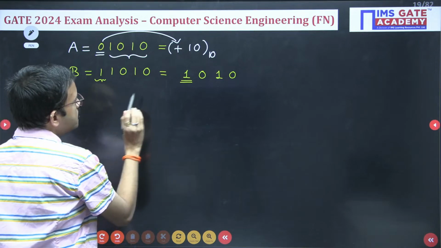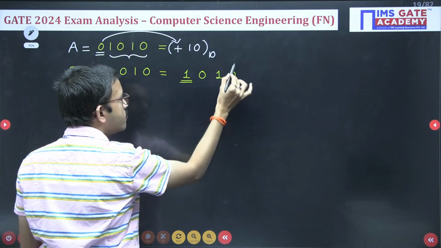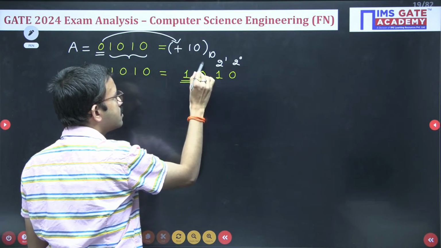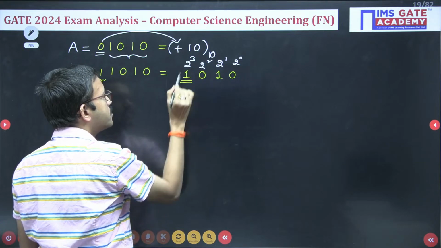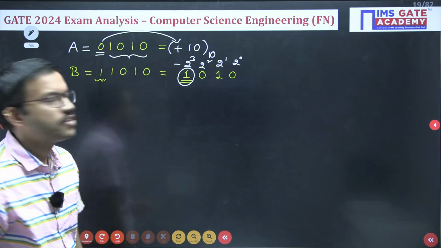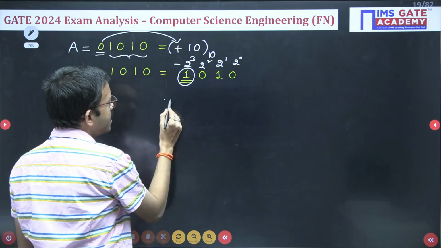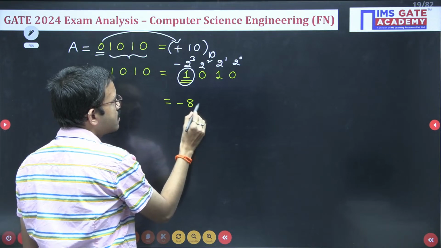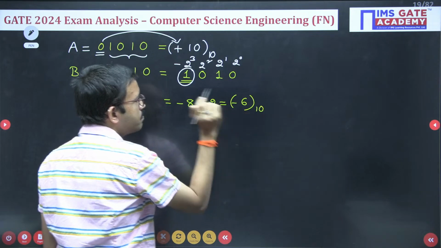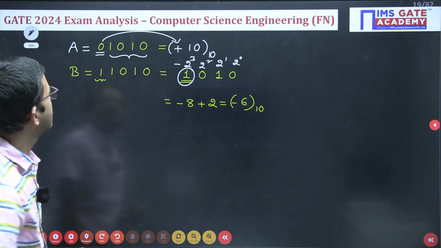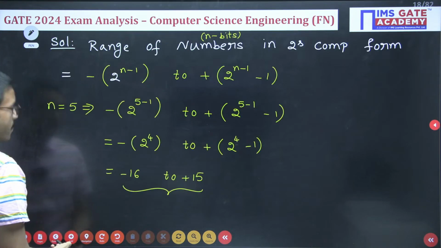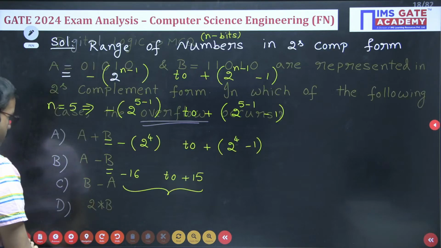The positional weights will be in powers of 2: 2 power 0, 2 power 1, 2 square, 2 cube. Since the sign bit is 1, the corresponding positional weight is negative. Wherever ones are there, just add the respective positional weights. You will get minus 8 plus 2, which is nothing but minus 6. So the A value is plus 10, and the B value is minus 6. Now let us consider option A.